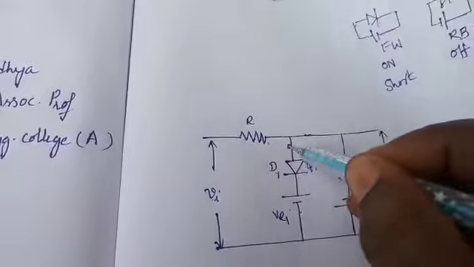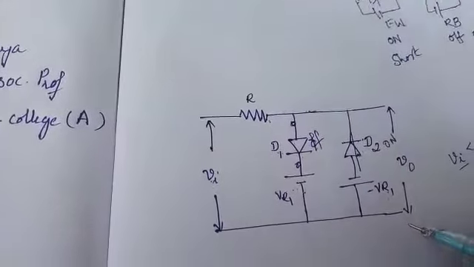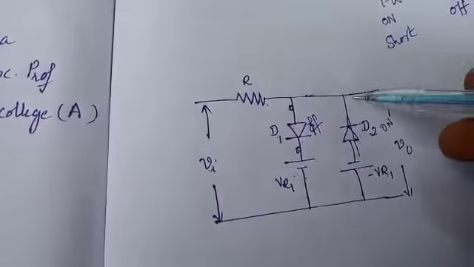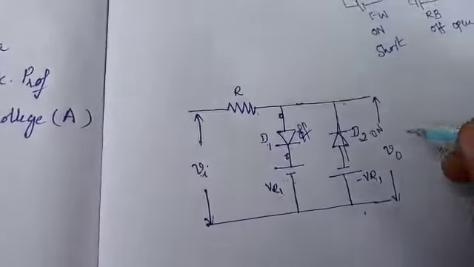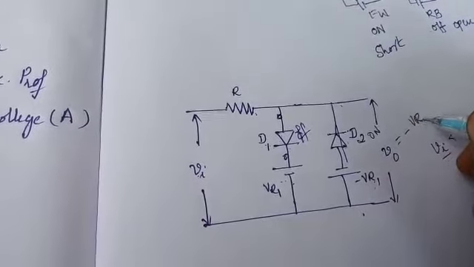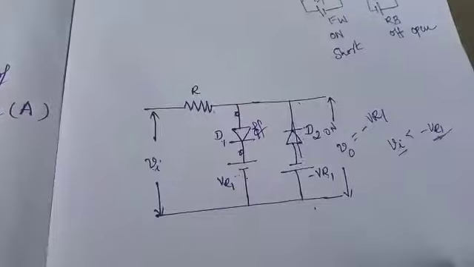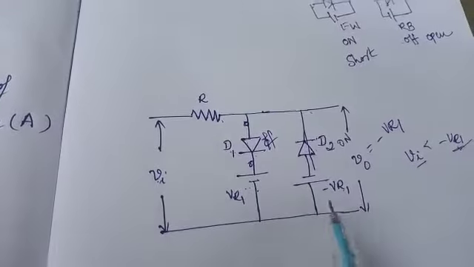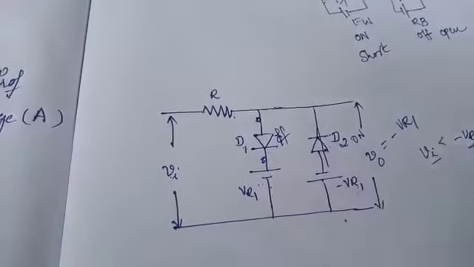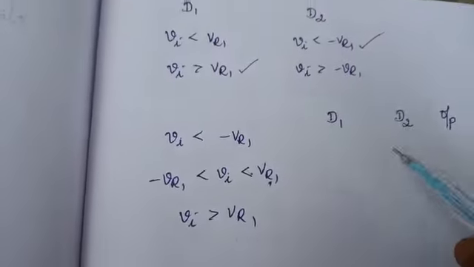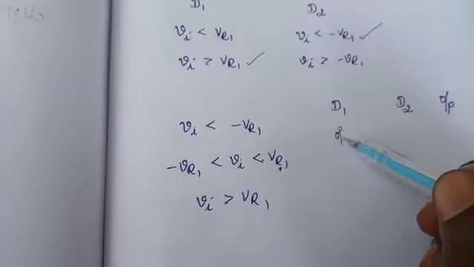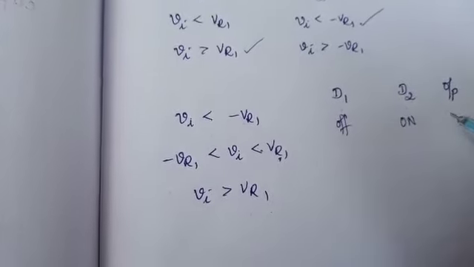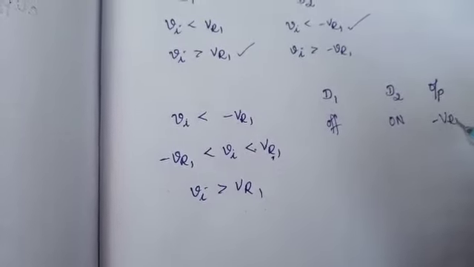So it is acting as open circuit. Now the output voltage is the voltage across the short circuited terminal, that is, the output voltage is nothing but minus VR1. So for the first case of Vi less than minus VR1, D1 is off and D2 is on, and the output voltage is minus VR1.